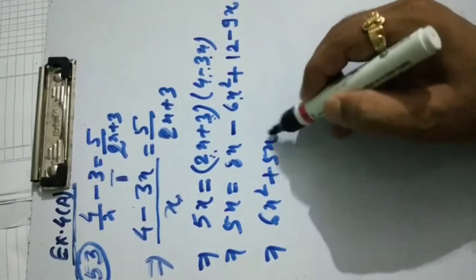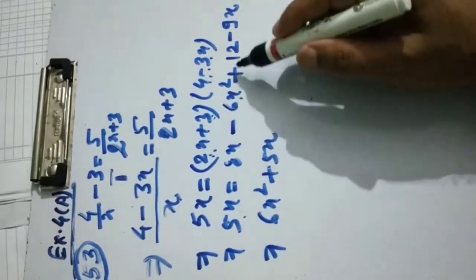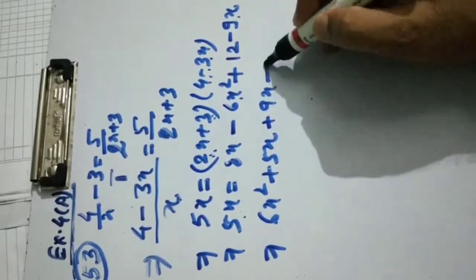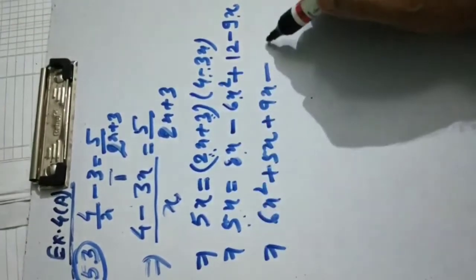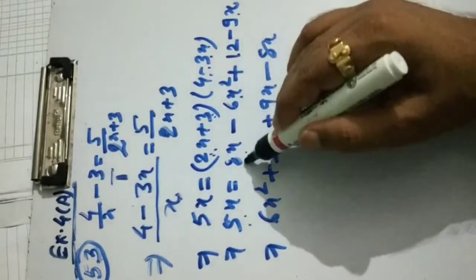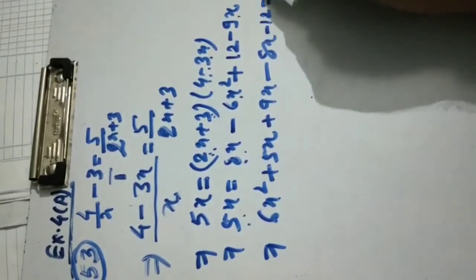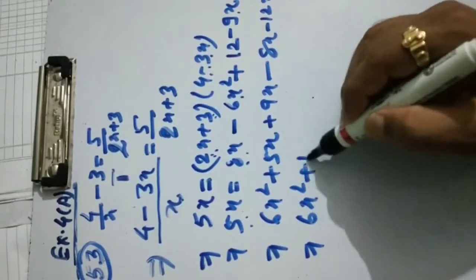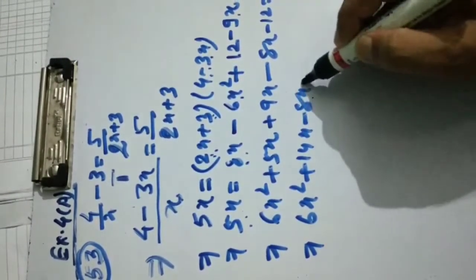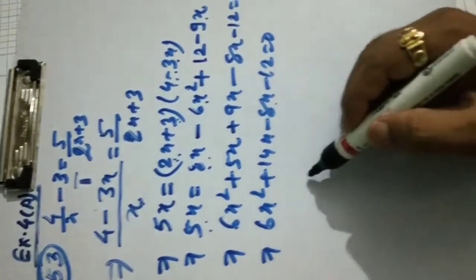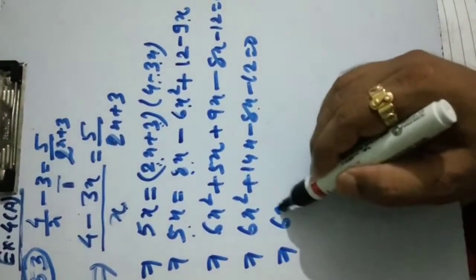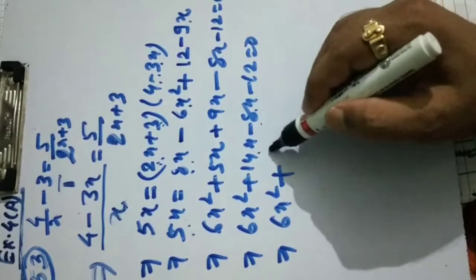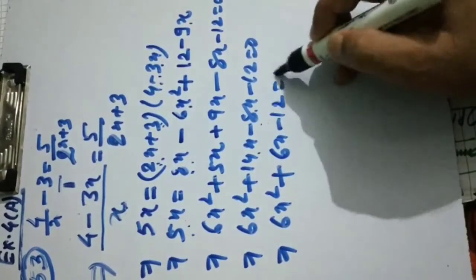plus 5x is already there in LHS, and minus 9x when transferred to LHS will be plus 9x, plus 8x transferred to LHS will be minus 8x, and plus 12 transferred to LHS will be minus 12 is equal to 0. This implies that 6x square plus 14x minus 8x minus 12 will be equal to 0. This implies that 6x square plus 6x minus 12 is equal to 0.